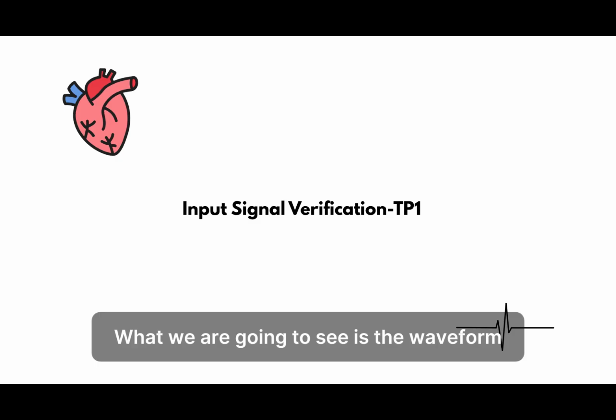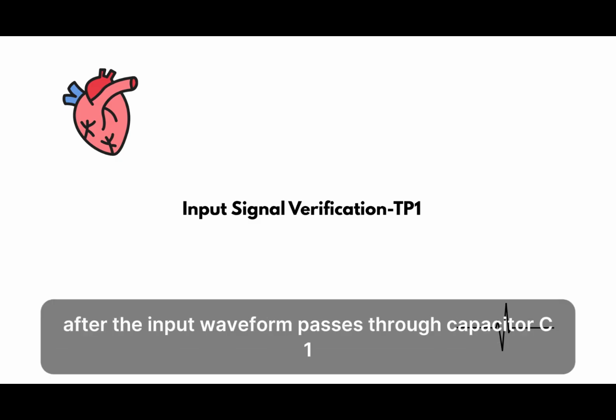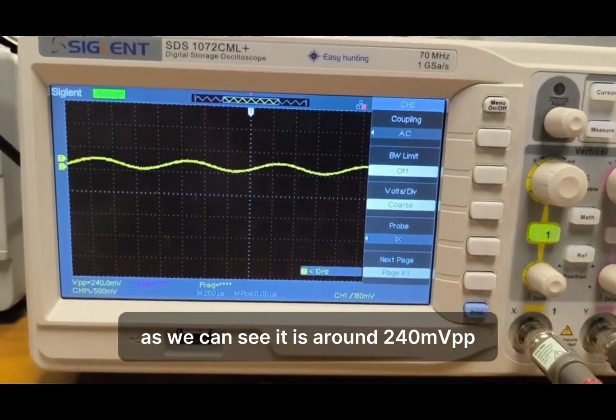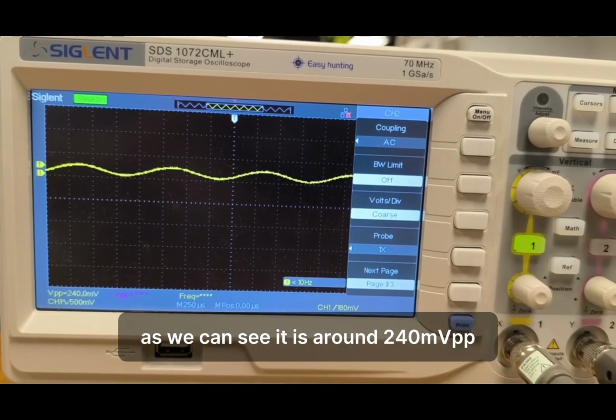What we are going to see is the waveform after the input waveform passes through capacitor C1. As we can see, it is around 240 mV peak to peak.